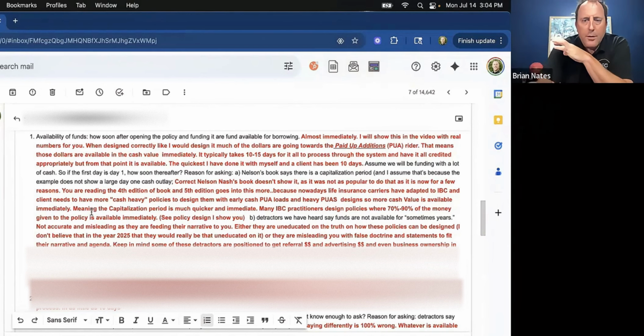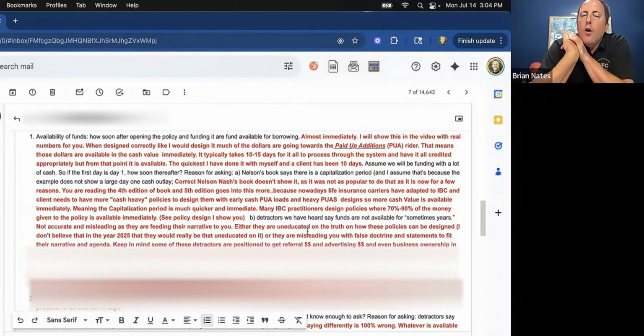So the detractors have heard that you've heard say funds are not available for sometimes years. Again, not accurate, misleading. They're just feeding their narrative to you. Either, like I said in the email, they're uneducated on what the truth is on how these policies can be designed. And look at me, I just don't believe that that's the case, that they're uneducated.